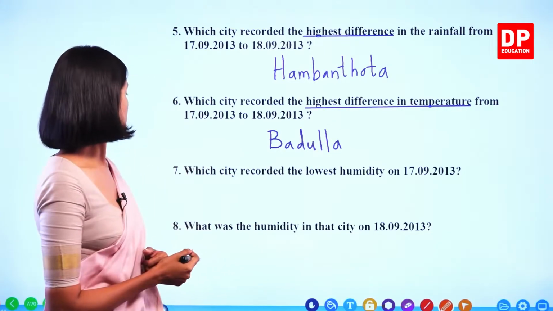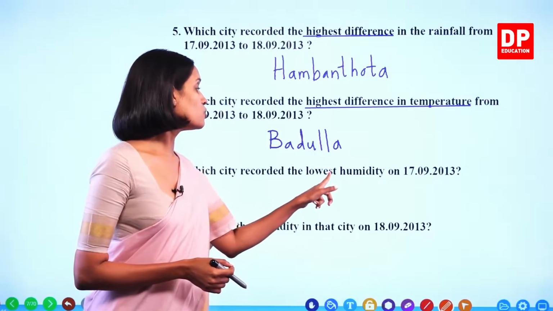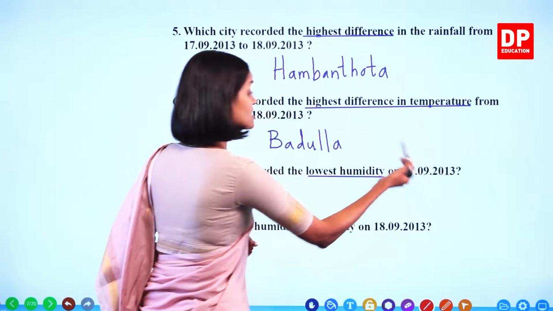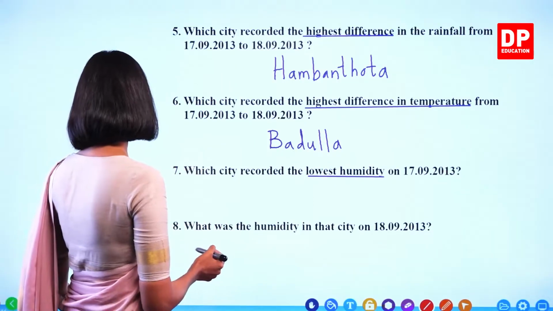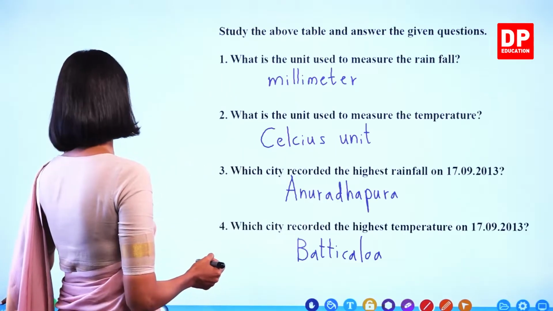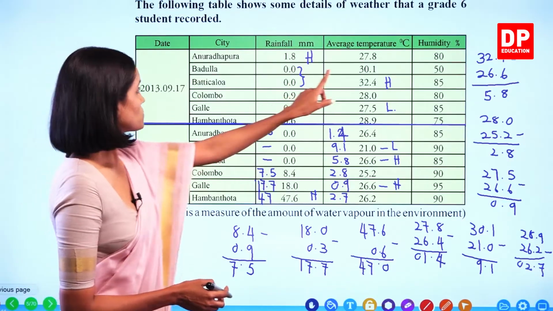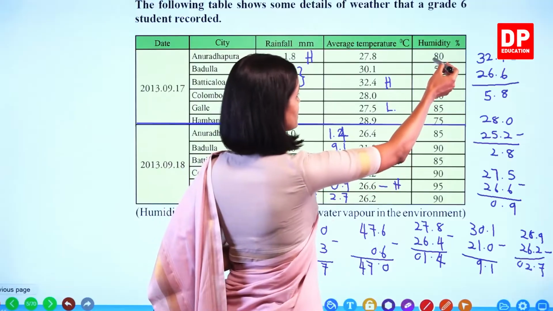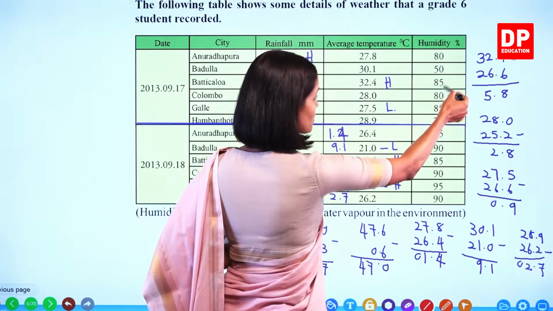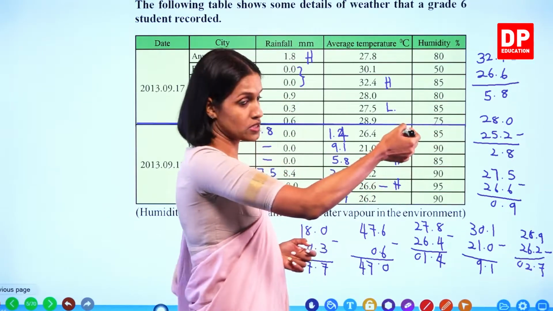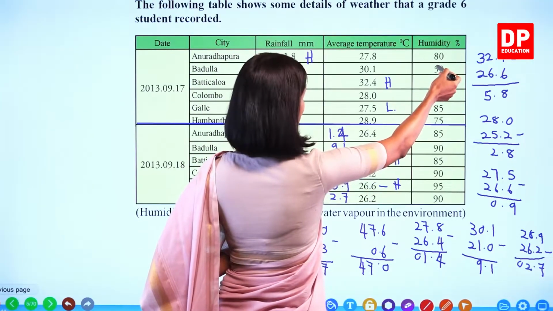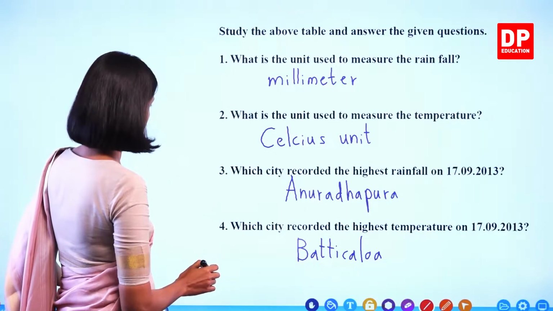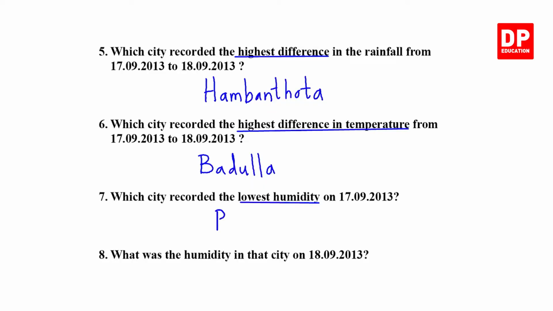Right. Number 7. Which city recorded the lowest humidity? The lowest humidity on 17th. Okay. So this is the humidity column. 17th, lowest. Here 80, 50, 85, 80, 85, 75%, right? So the lowest is 50, which means Badulla. Okay? Badulla.